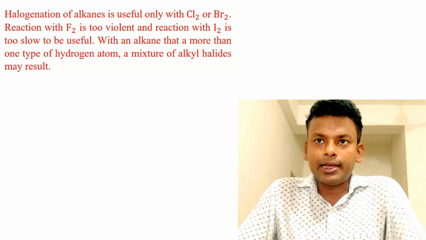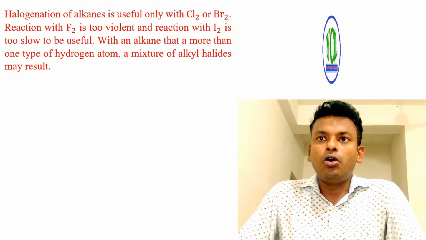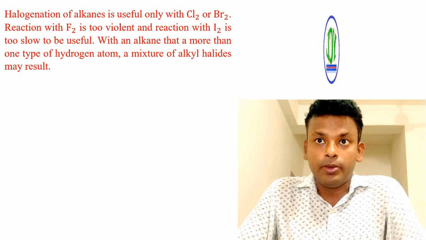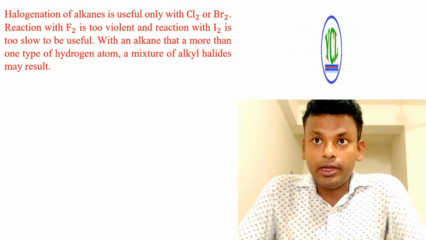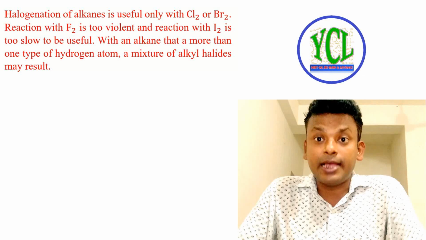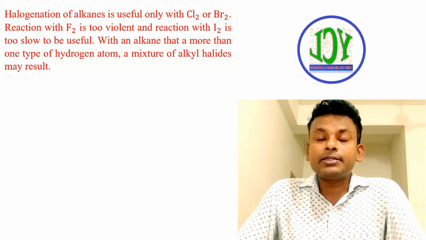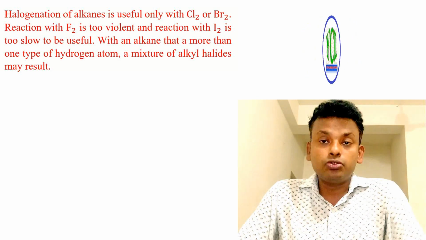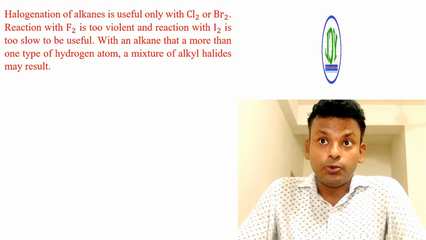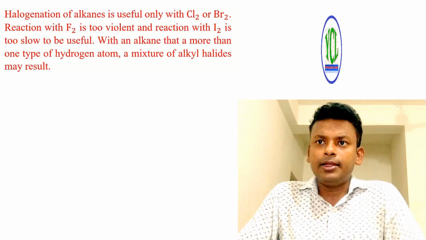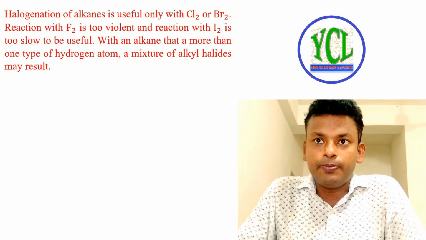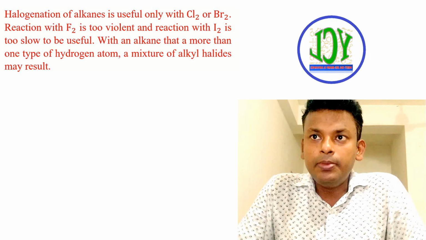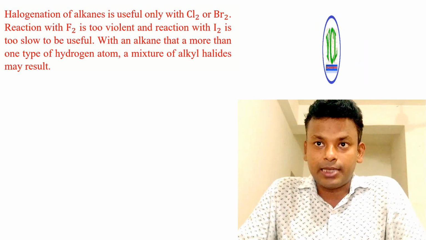Halogenation of alkanes is useful only with chlorine and bromine. Reaction with fluorine is too violent, that is explosive, and reaction with iodine is too slow to be useful. With an alkane that has more than one type of hydrogen atom, a mixture of alkyl halides may result.